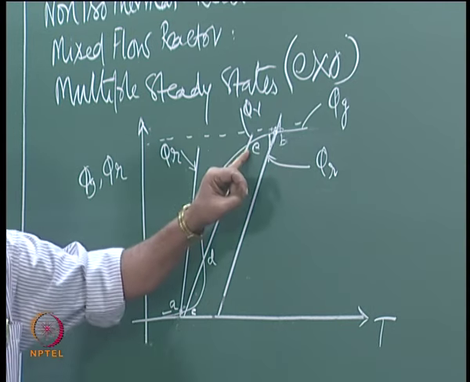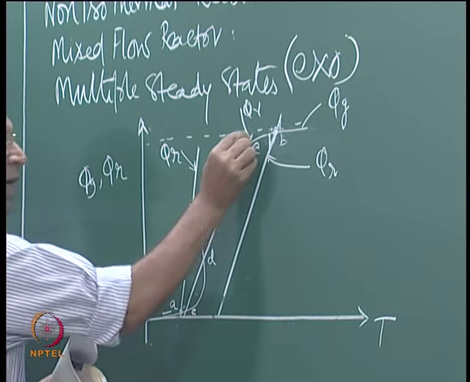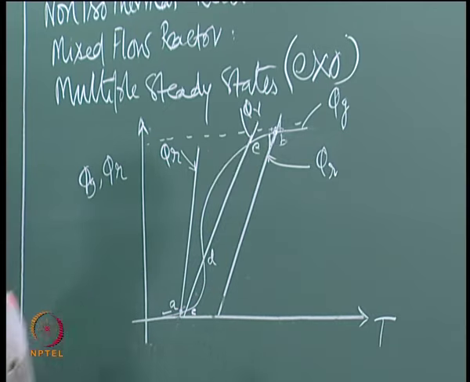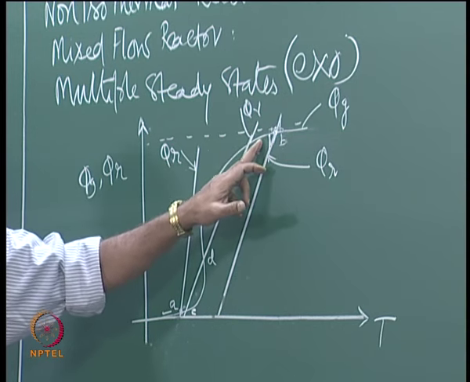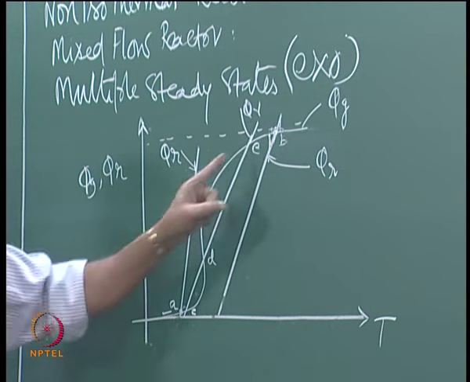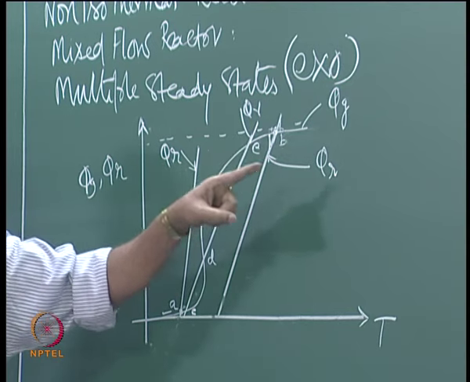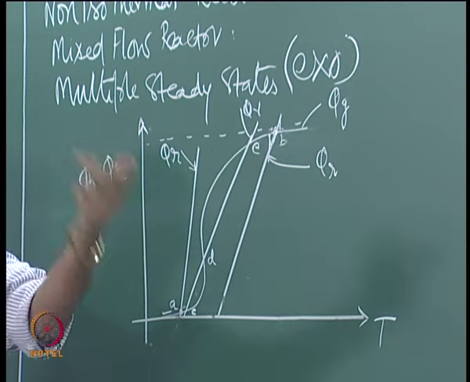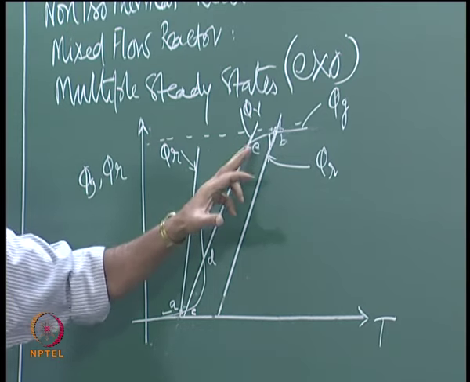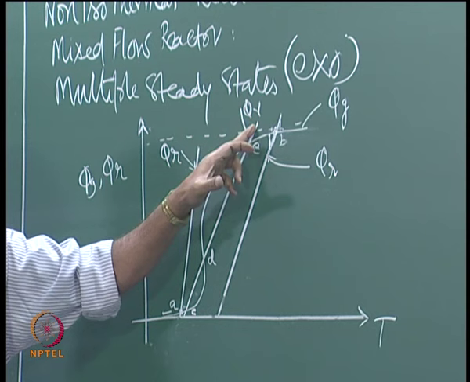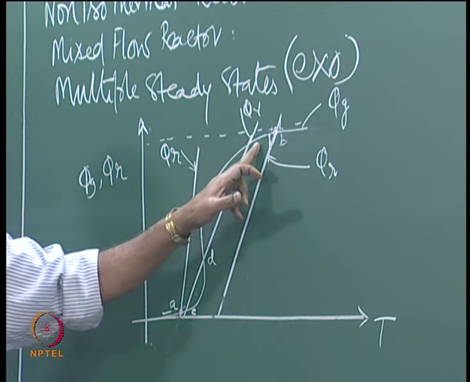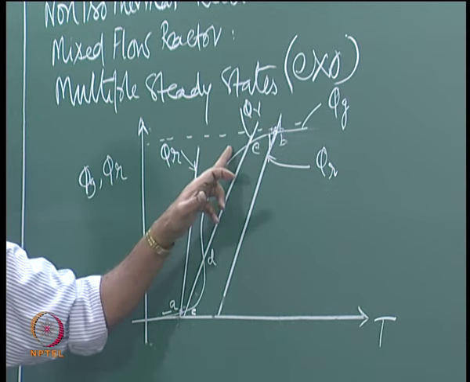Similarly, you can also discuss here. When I draw this line slightly further and move to this side, heat removal is more and heat generated is more. Even though there is a change in temperature and the temperature tries to increase, QG will increase, but at this point again QR is greater than QG. That means again it has to come back.